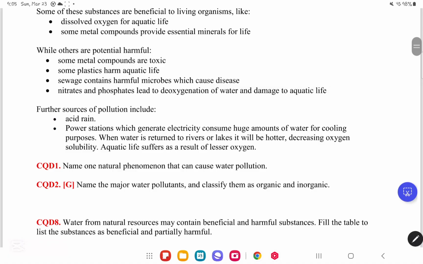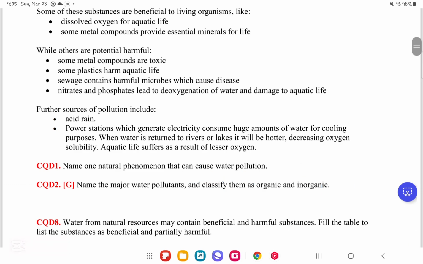Okay? Now, for example, the acid rain that we discussed above is not a natural phenomenon that causes water pollution, because the acid rain becomes acid because of the sulfur and nitrogen oxides being released by factories. So this is definitely not a natural phenomenon. Whereas volcanoes and lightning are the natural phenomena that can cause water pollution.